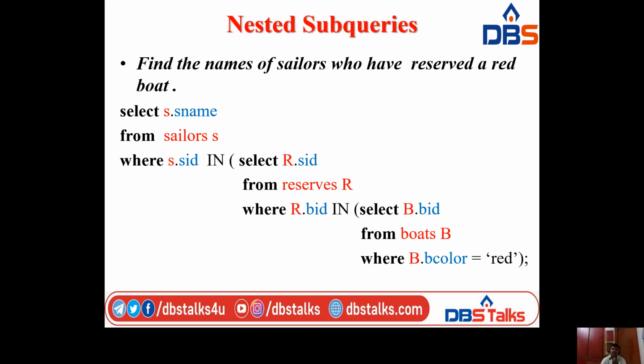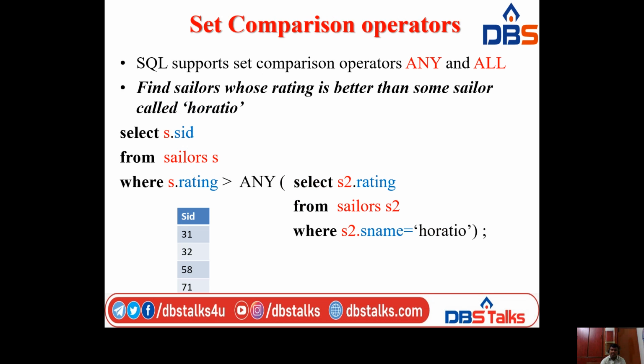Same, another example. Find the names of sailors who have reserved a red boat. Just names we are taking, and R dot sid is there. From that we are selecting with nested in, two times we are using in here for the selection.